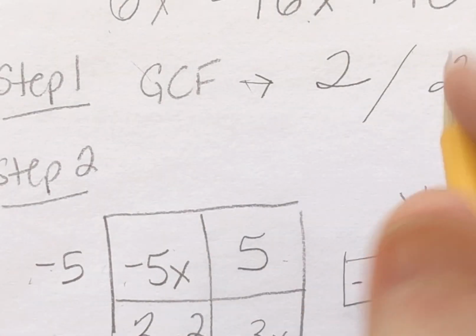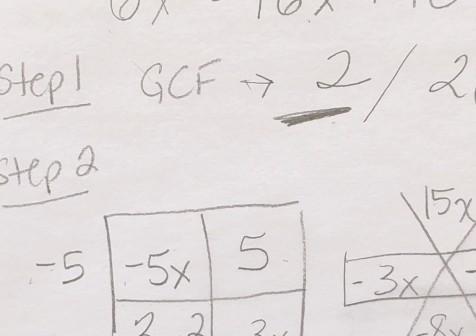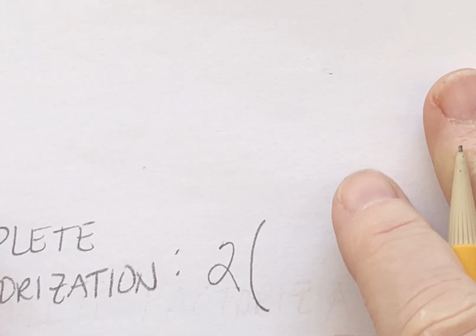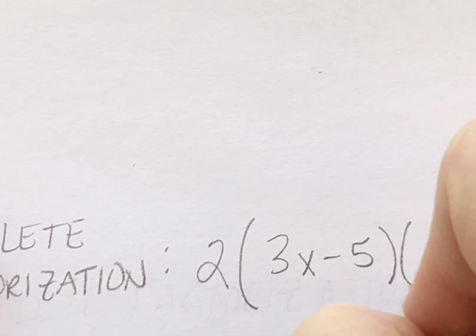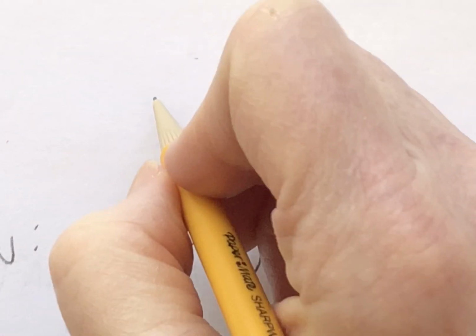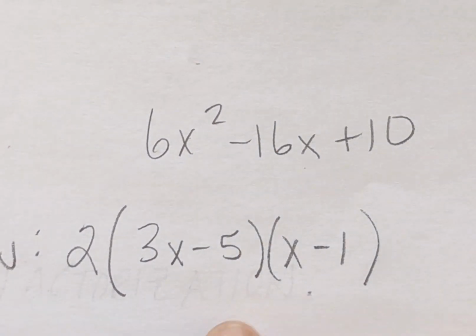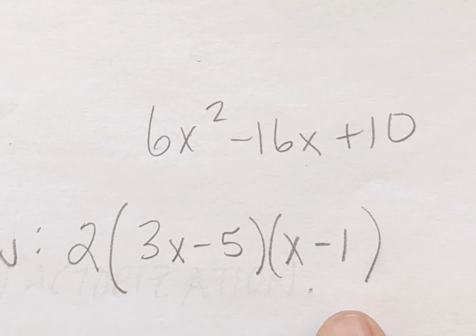Now don't forget that I already factored out this greatest common factor of 2. So I actually have 3 factors here. So when I completely factor, I have to consider my GCF of 2. Then I'll consider my 2 binomial factors. So the complete factorization of 6x squared minus 16x plus 10 is 2 times the quantity 3x minus 5 times the quantity x minus 1.